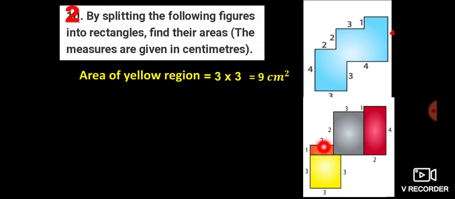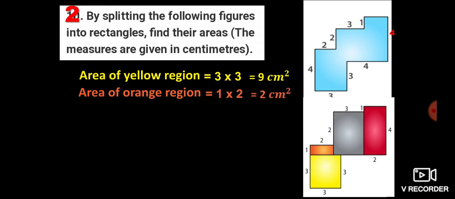Next we move to orange. This is 2 and 1. Length into breadth, 2 into 1. We can write it as area of orange region is 2 into 1 or 1 into 2 equal to 2 centimeter square. Next let's move to grey region. 3 centimeter. This is 3. Here up to 2 and 1 more. 1 centimeter more. Total 3. 1 centimeter, same as this side. So 2 plus 1 is 3. So area of grey region equal to 3 into 3, side into side, 9 centimeter square.